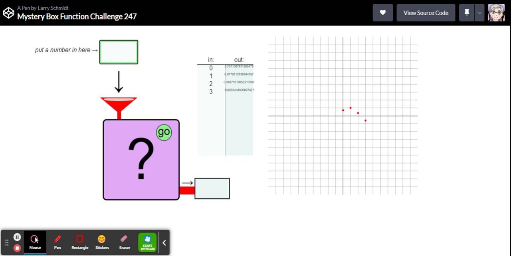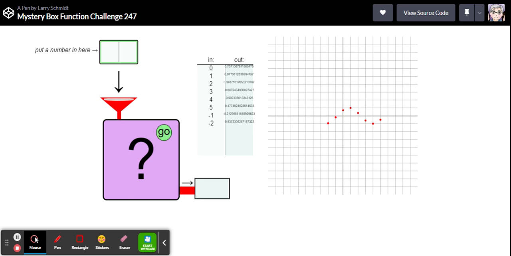It's looking like it might be trig. Let's see if it comes back up again. There it is coming back up again. Okay, and let's just try a couple of negative numbers. Okay, looks like a continuous curve there, so nothing too funny going on that way.